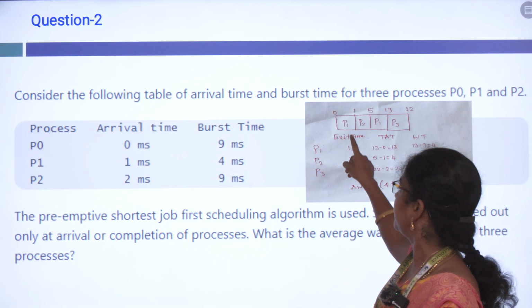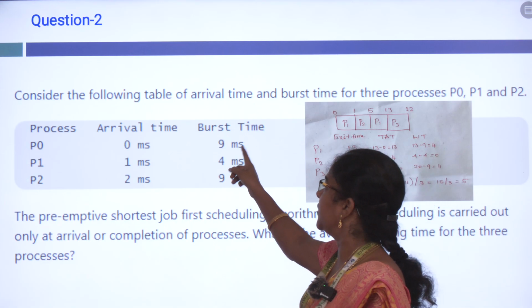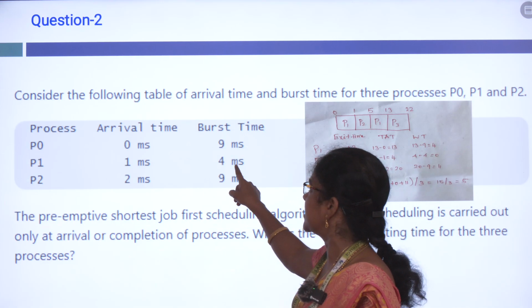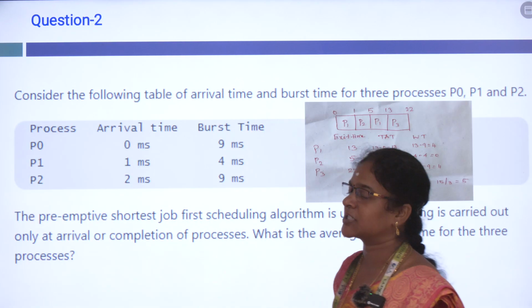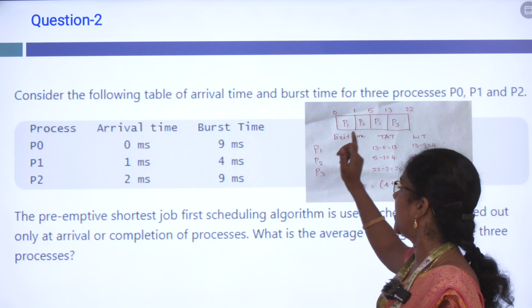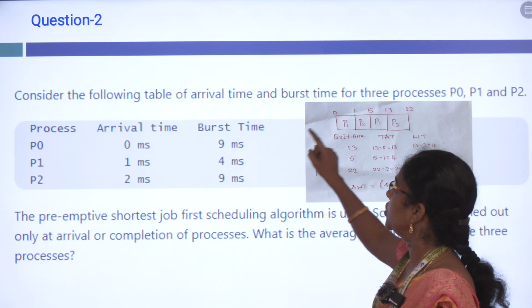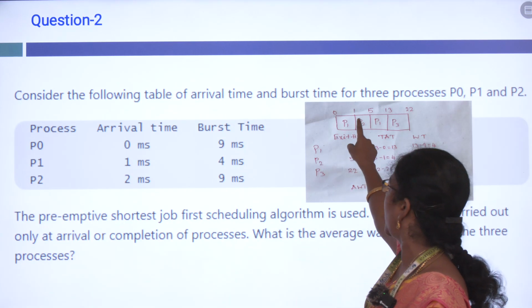So the first arrival time is 0. From 0 to 9 is the burst time, but before the 9th millisecond, that is a burst time of 4 milliseconds, the next process will arrive. So I will take only 1. Okay, 0 to 1. Next, at 1 we start the next process, that is P2. So what is the P2 burst time? 4. So 1 plus 4 is 5.